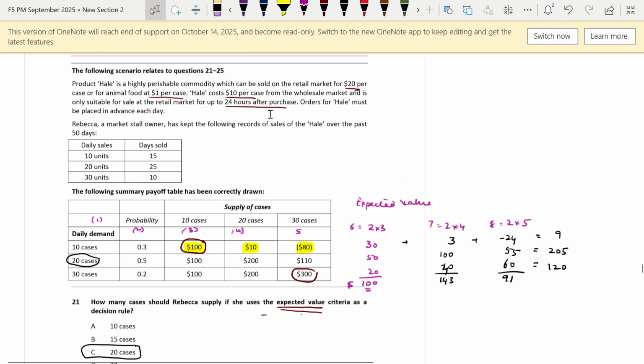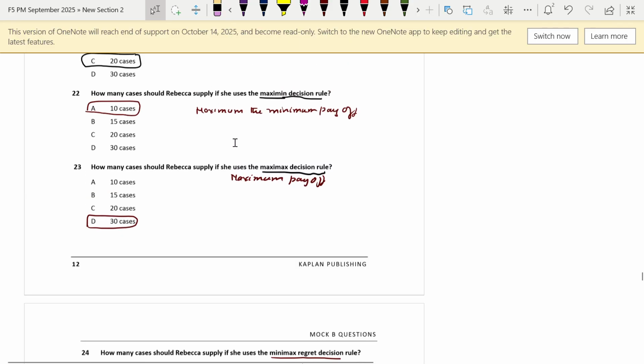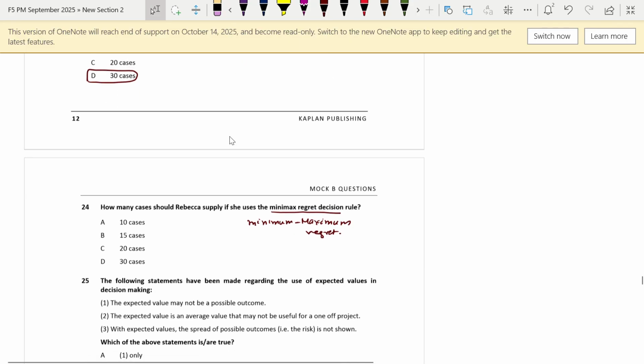10 per case. Is it 10 per case? How much is the cost? Cost is 10 per case. And what is the selling price? 20. Okay, 20 is the selling price and the cost is 10. You have to put the table. Without a table you cannot work.